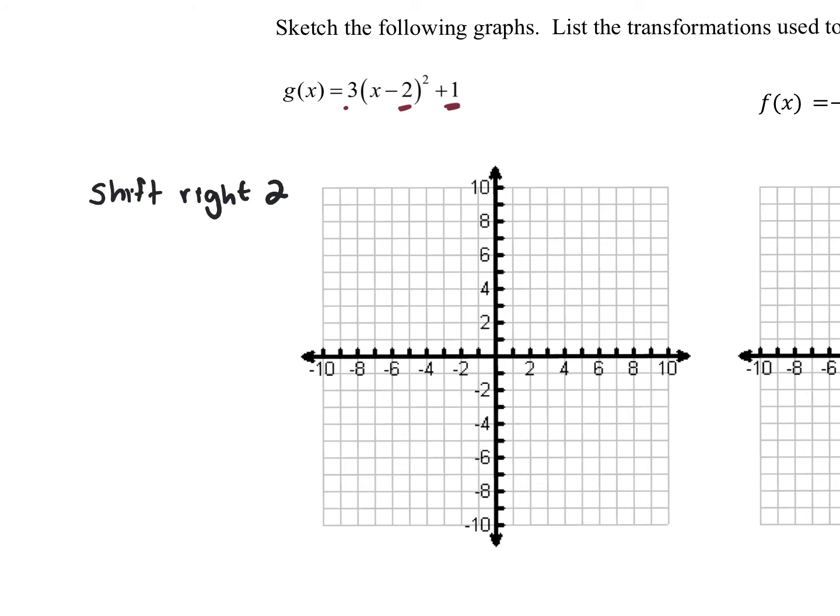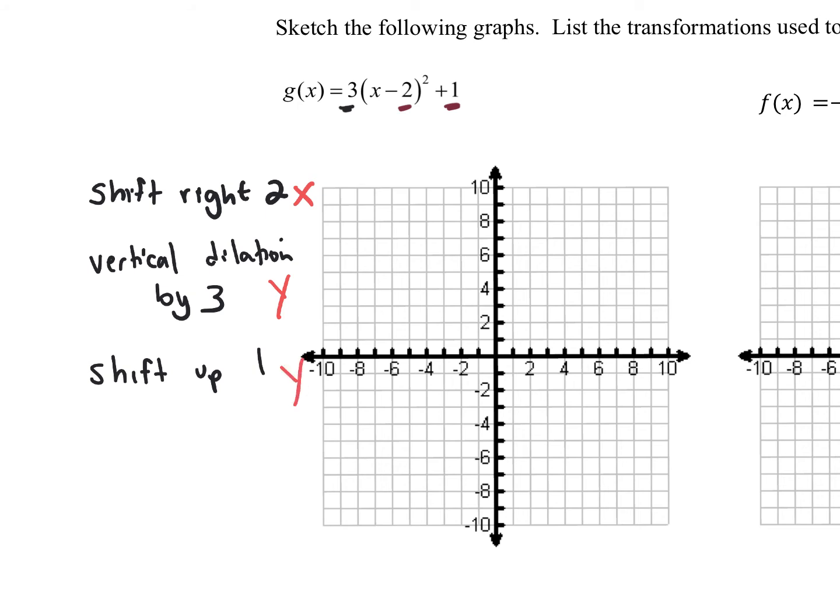Then I'll typically do the number out in front. So that is going to be a vertical dilation by 3. And then the 1 outside is obviously added, so it's going to be a shift up 1. So we're moving it right 2, dilating it by 3, and shifting it up 1. And just to remember, since it's a shift left and right, that's affecting the x. Vertical stuff is y, and shifting up is y.